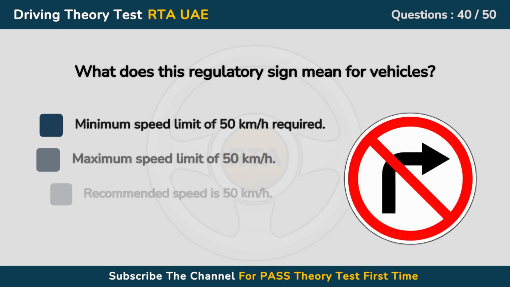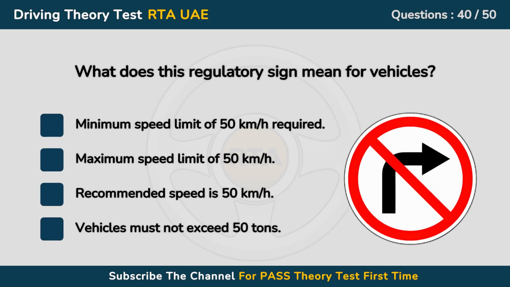Question 40. What does this regulatory sign mean for vehicles? A. Minimum speed limit of 50 km per hour required. B. Maximum speed limit of 50 km per hour. C. Recommended speed is 50 km per hour. D. Vehicles must not exceed 50 tons.